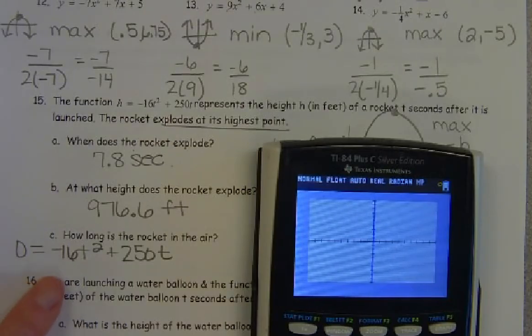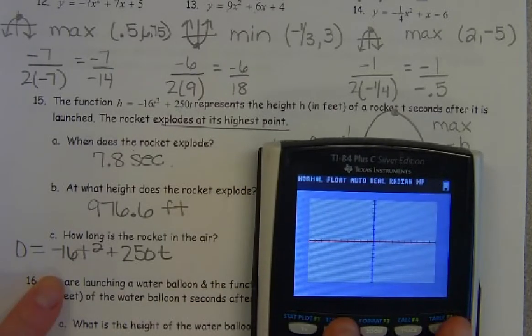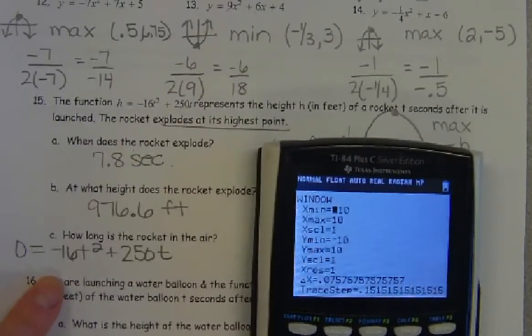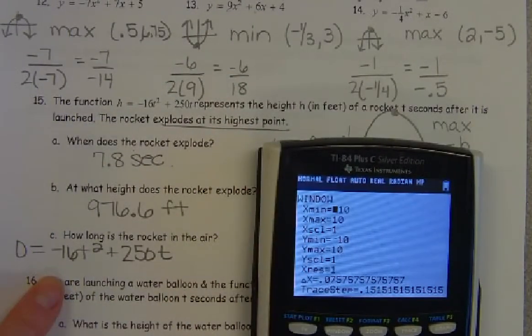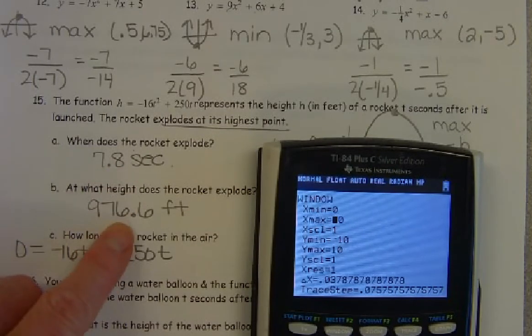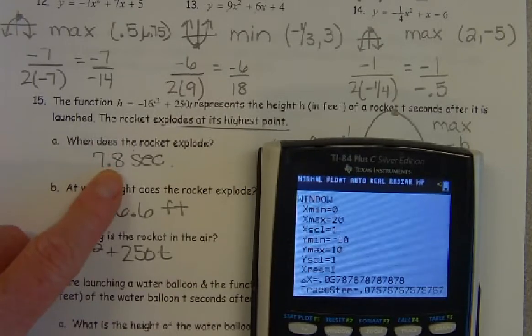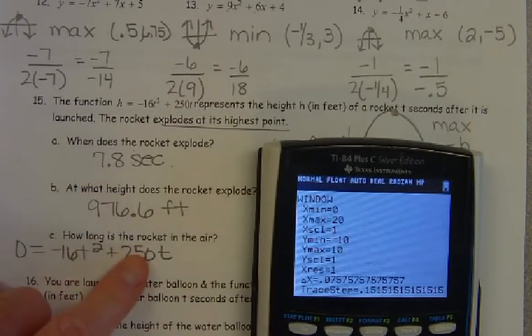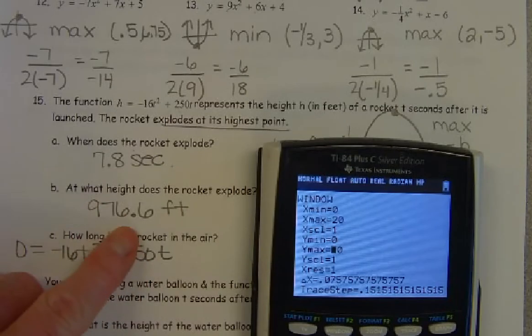All right, so here's our first problem. You can't see much of it because our window is crazy. So let's go to our window. Our x is our time. So we want to go when our time is 0, maybe up until, if it gets to its kind of point where it explodes at 8 seconds, let's maybe go 0 to 20. My y's, I'm going to go 0. I know I have to get up to about 1,000 feet.